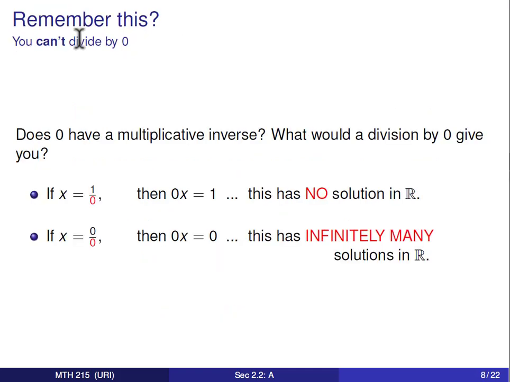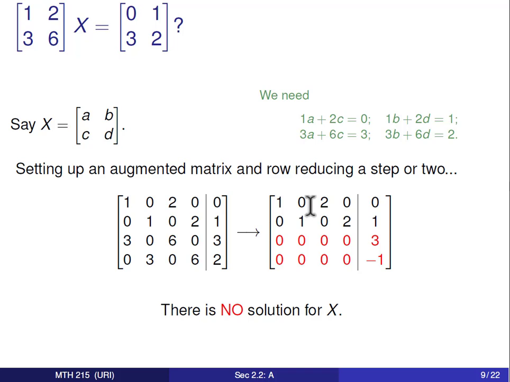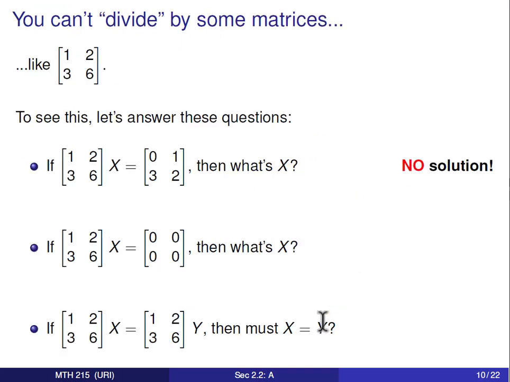Well, that's kind of like this first setup. When we were talking about dividing by 0, we ran into equations where there was no solution for x. Now here we're talking about matrices, but the same result is happening. There is no solution for x if you start with the matrix [1, 2; 3, 6], multiply it by x, and then set it equal to some other matrix on the right.